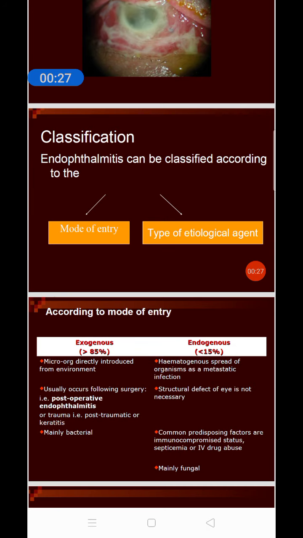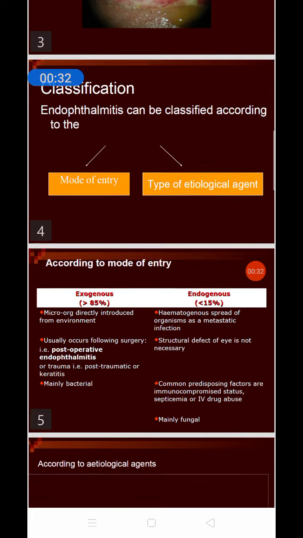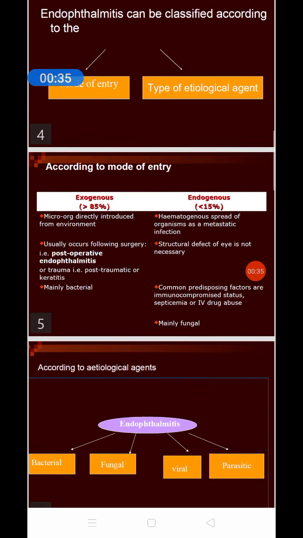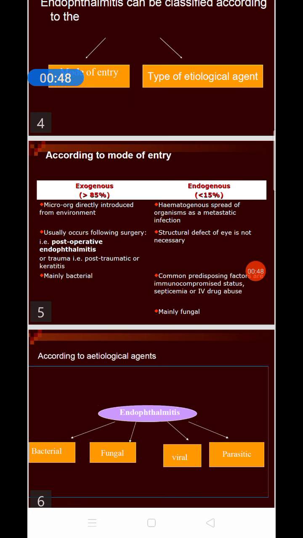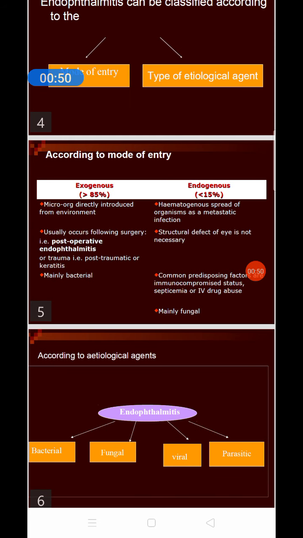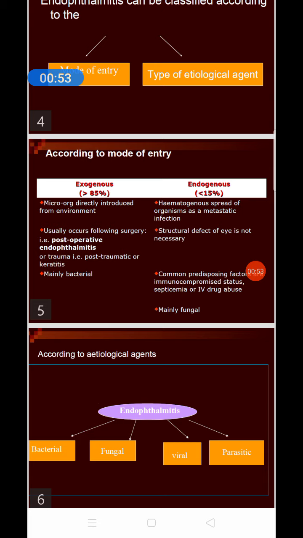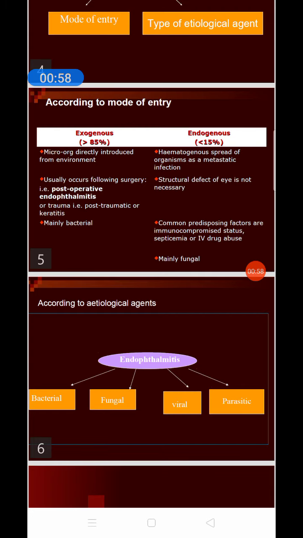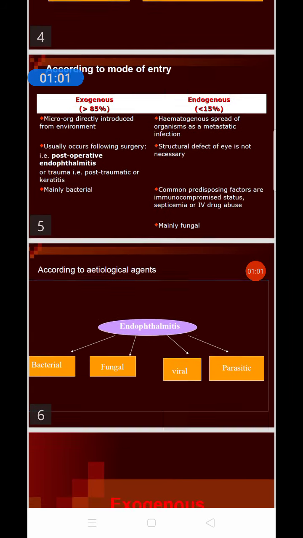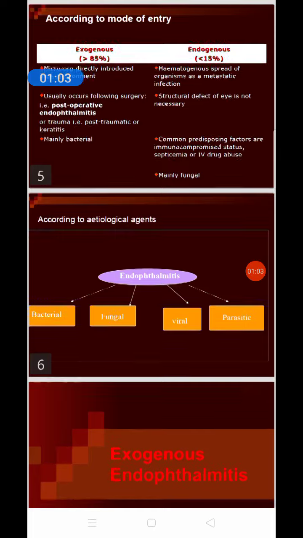It can be classified according to the mode of entry or the etiological agent. According to the mode of entry, it could be endogenous or exogenous. Endo, it is inside, so usually hematogenous spread of the organism as a metastatic infection. A structural defect of the eye is not necessary because it is a hematogenous spread inside the body. In exogenous, the microorganism is directly introduced from the environment, usually following surgery or trauma. Usually exogenous is bacterial and endogenous is mainly fungal.